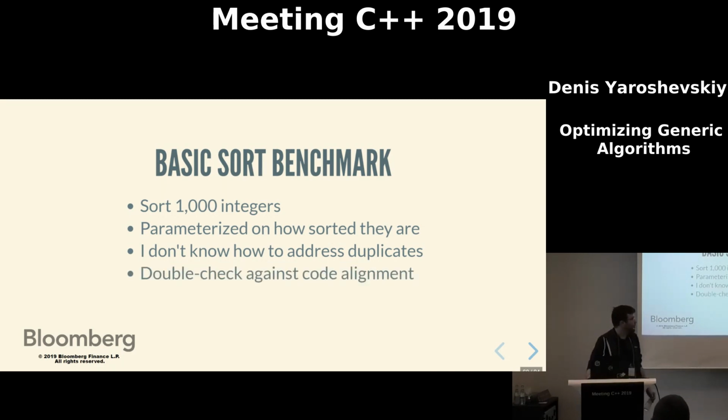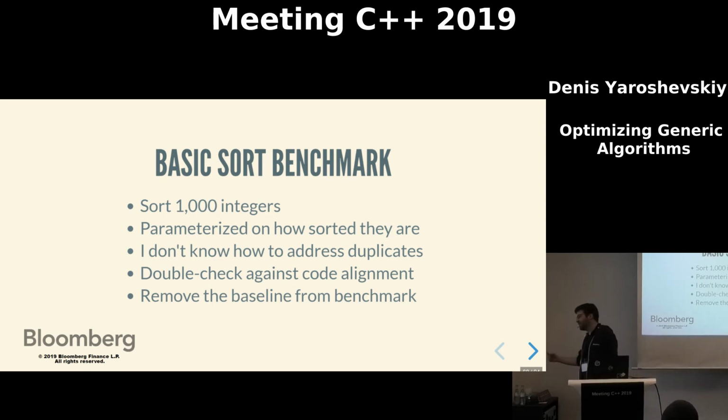And again, we need to double check for code alignment. One last thing, it didn't come up in the previous examples, but often in benchmarks you have some sort of baseline, right? This is my setup code. You need to subtract that.